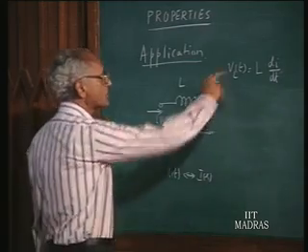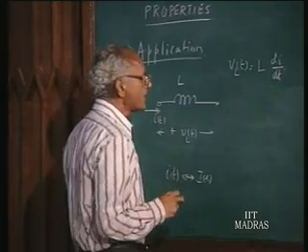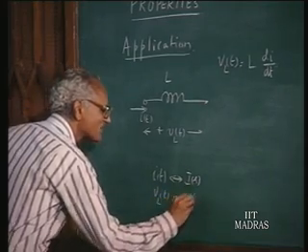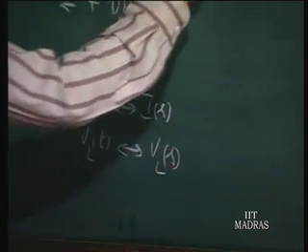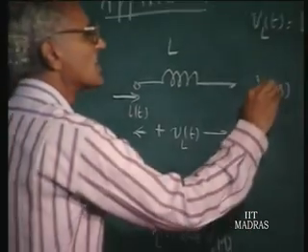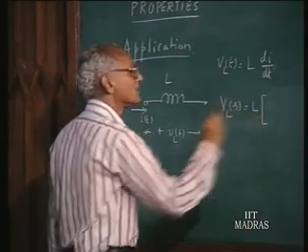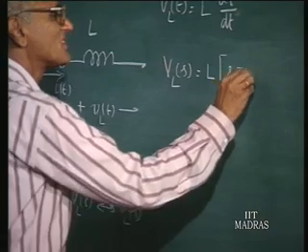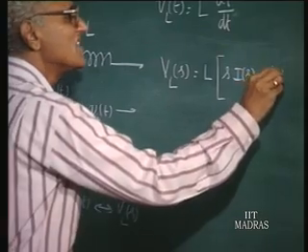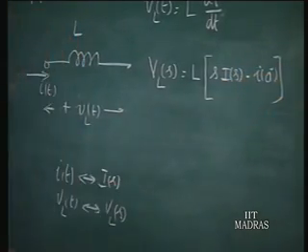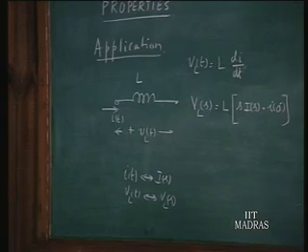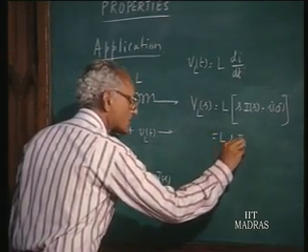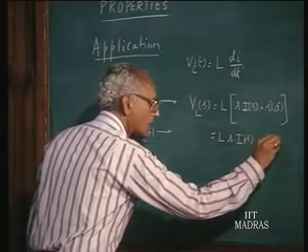So, if you make the Laplace transform of the left hand side and right hand side respectively, and let vL(t) have the Laplace transform VL(s), then we have VL(s) equals L times the Laplace transform of di/dt, which will be s times I(s) minus i(0-). So, we can write this alternately as L s I(s) minus L i(0-).